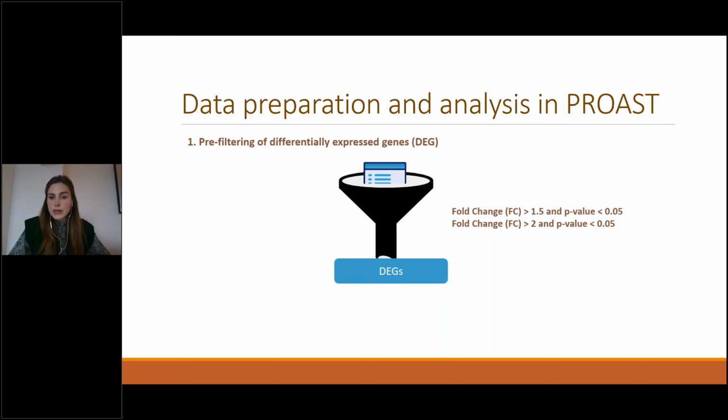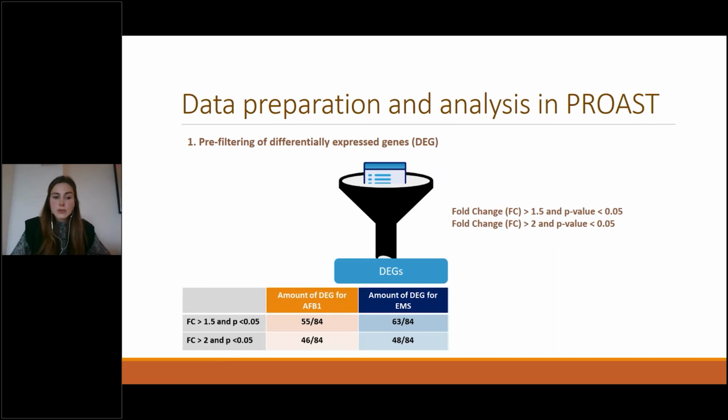We did the same exercise to derive the differentially expressed genes having a fold change higher than 2 and a p-value below 0.05. As a result, the differentially expressed genes for aflatoxin B1 having a fold change higher than 1.5 were 55 out of the 84 biomarker genes. And for EMS, we had 63 out of the 84 biomarker genes.